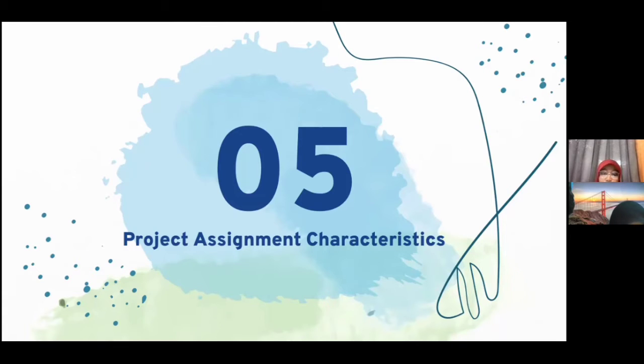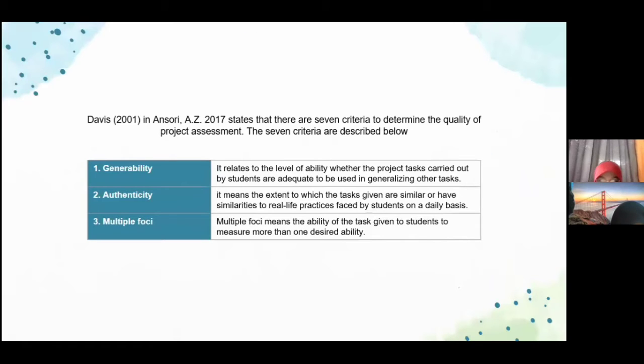To find out whether the project assessment can be considered good quality, at least 7 criteria should be considered. The first is generalizability. It relates to the level of ability, whether the project tasks carried out by students are adequate to be used in generalizing to other tasks. This means that the more a project assignment can be compared with other assignments, the better.